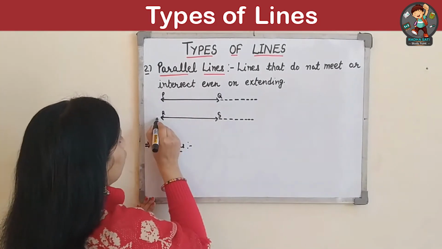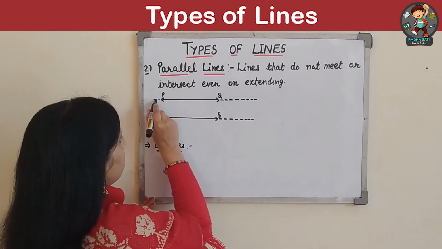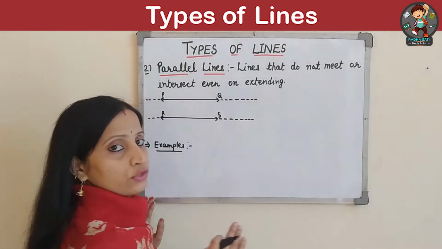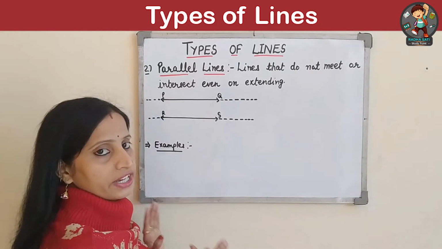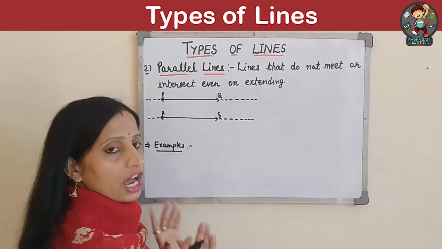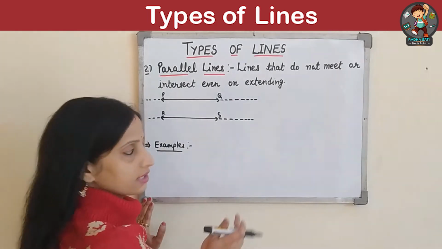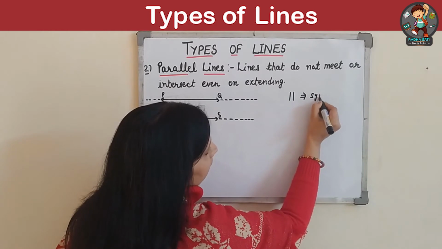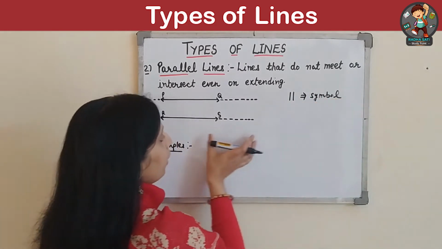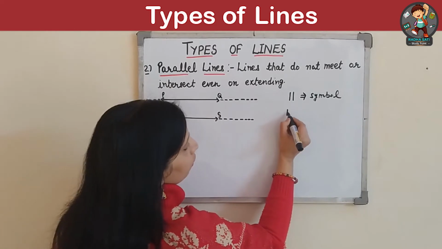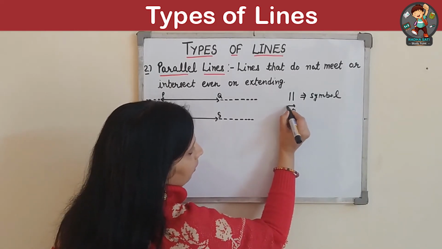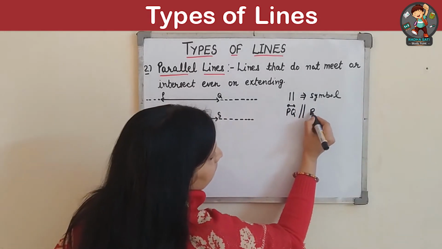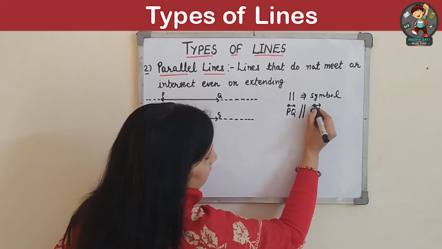From this side also we can check. We can extend from this side. Here also, if we extend these lines, they will never cross or intersect with each other. So these types of lines are known as parallel lines. We always use this symbol for parallel lines. So this is the symbol that we use. Here we can write that line PQ, put this symbol, is parallel to line RS. So PQ is parallel to RS.